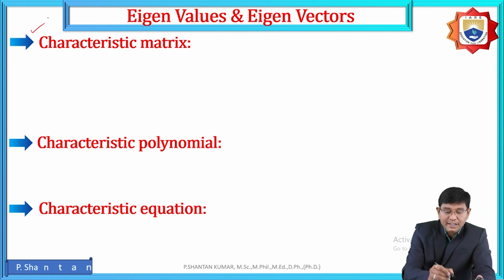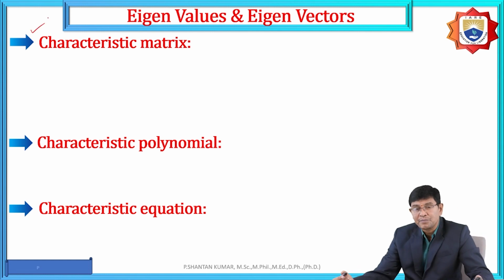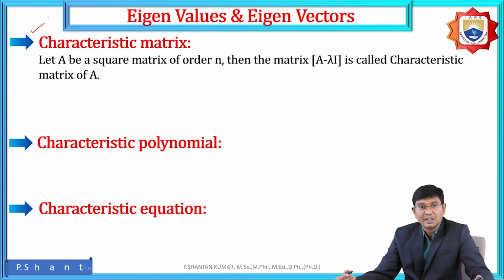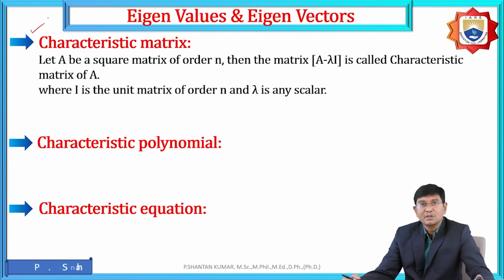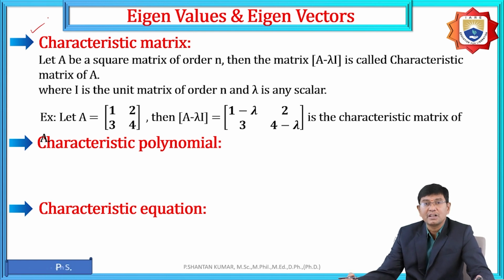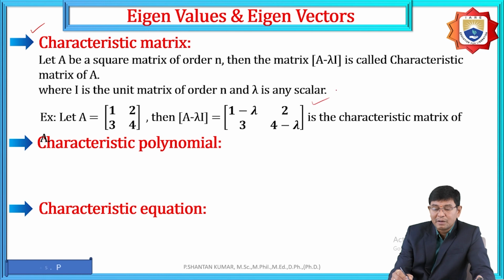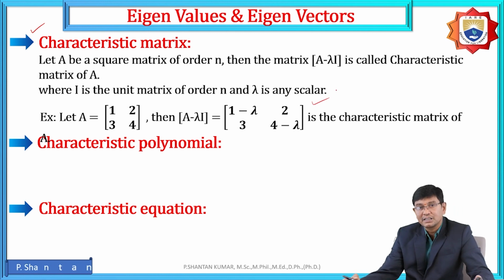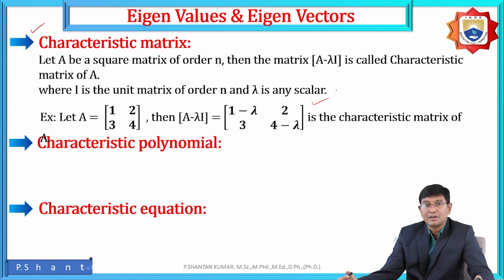Here, for example, the characteristic matrix. By the definition, let A be a square matrix of order n, then the matrix A minus lambda I is called the characteristic matrix. For example, take a 2 by 2 matrix A equal to 1, 2, 3, 4, where lambda is any scalar. Then A minus lambda I is 1 minus lambda, 2, 3, 4 minus lambda, and this is called the characteristic matrix, because we obtain it in matrix terminology. That is the meaning of the characteristic matrix.